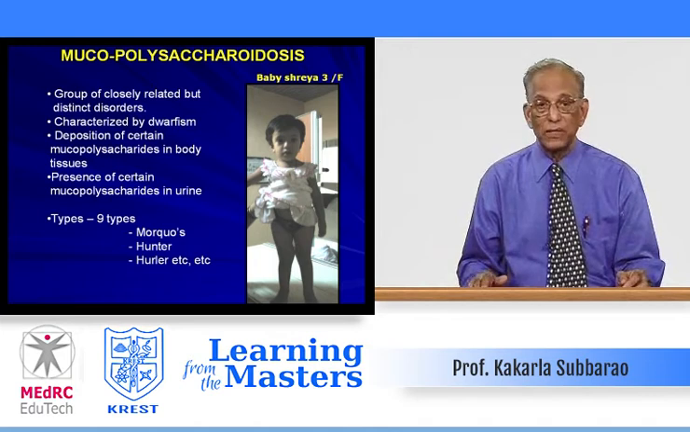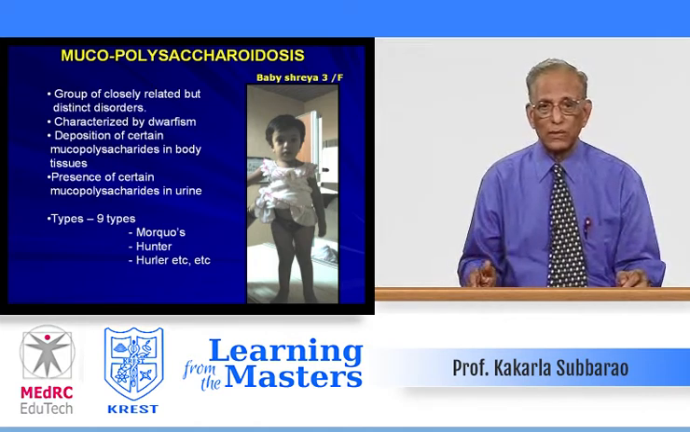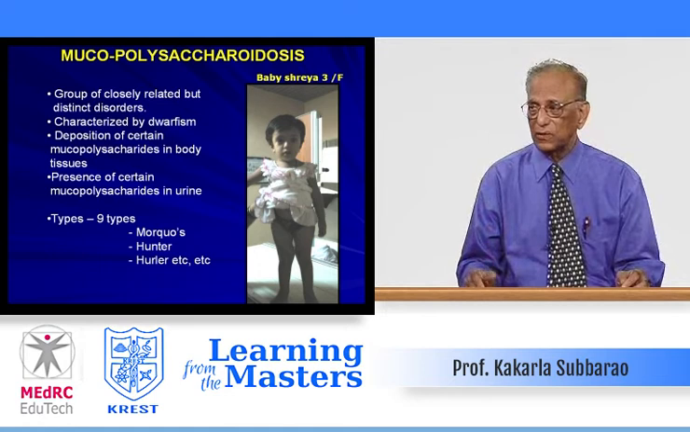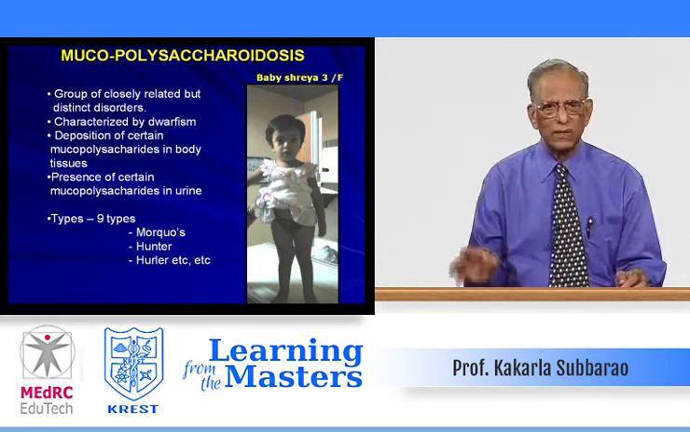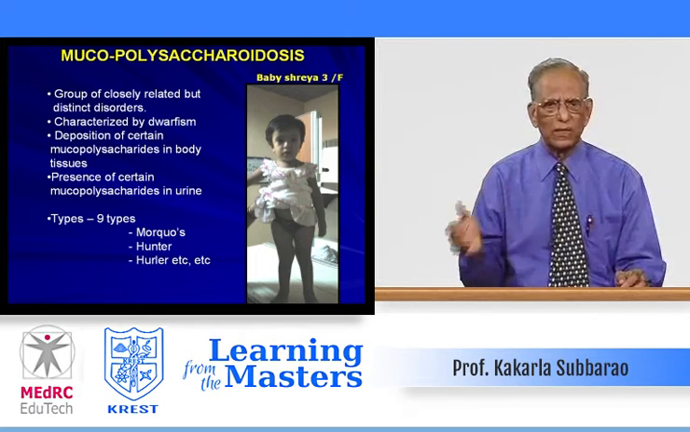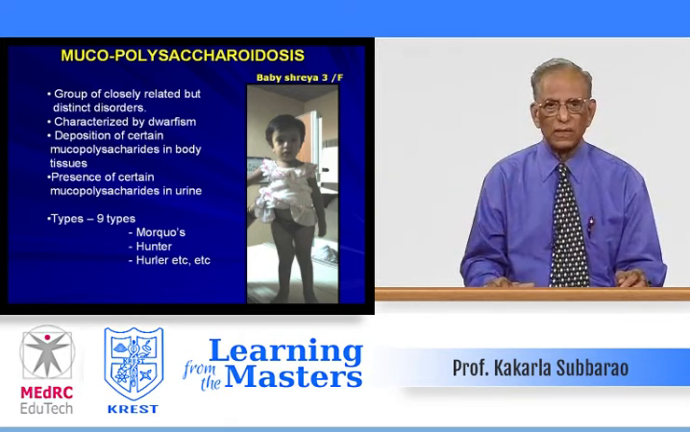Nine types I have described. Maybe in another year, another type will be described. It's for you, the young students. Morquio, Hunter and Hurler are the prominent ones. If you remember these three, and Sanfilippo, etc., you may study in detail in textbooks.